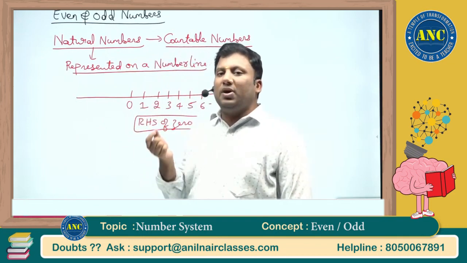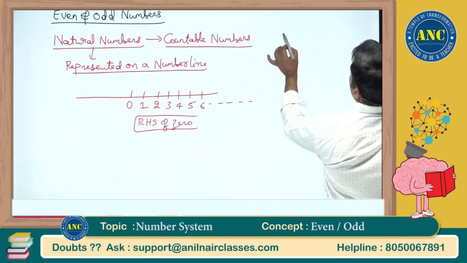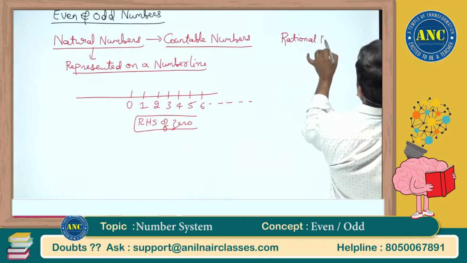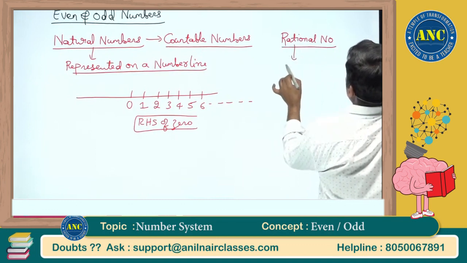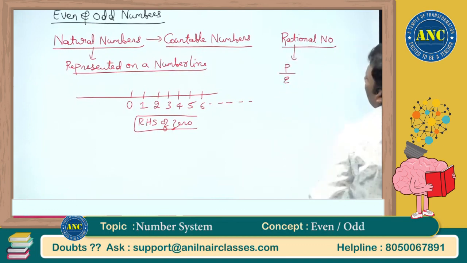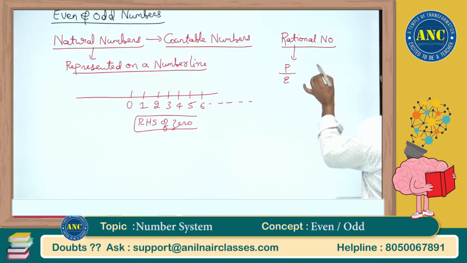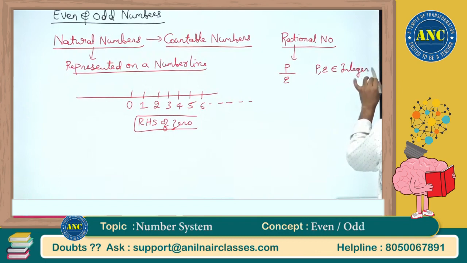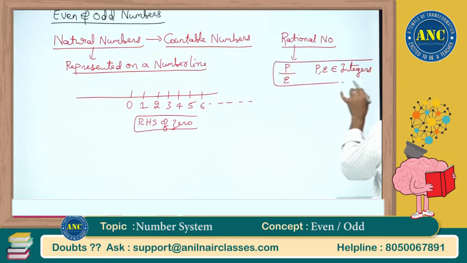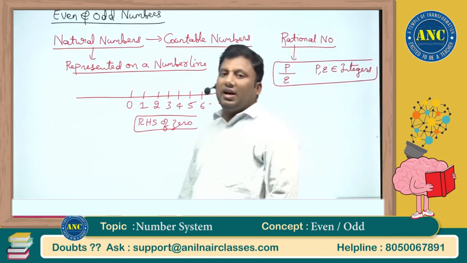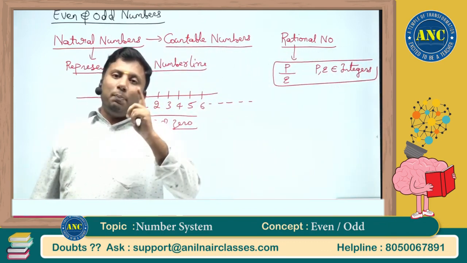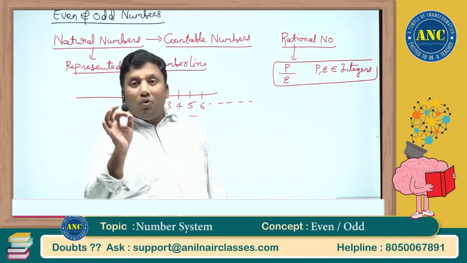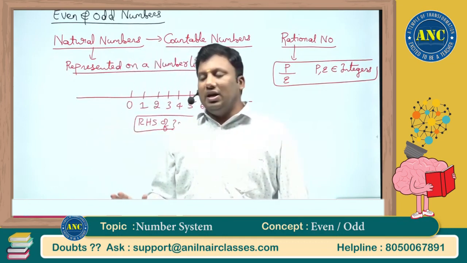Sir, are natural numbers rational numbers? Definitely yes. What do you mean by a rational number? Any number which can be represented in the form p by q, where p and q are integers, is called a rational number. Just put a star mark on this line: p and q are integers.